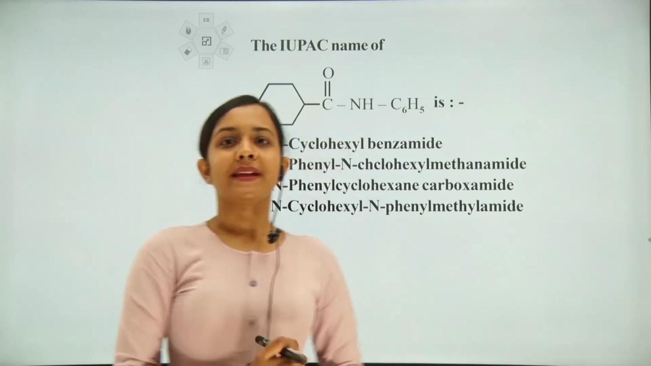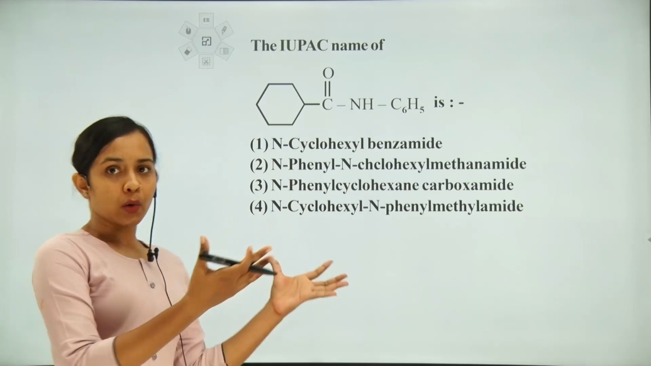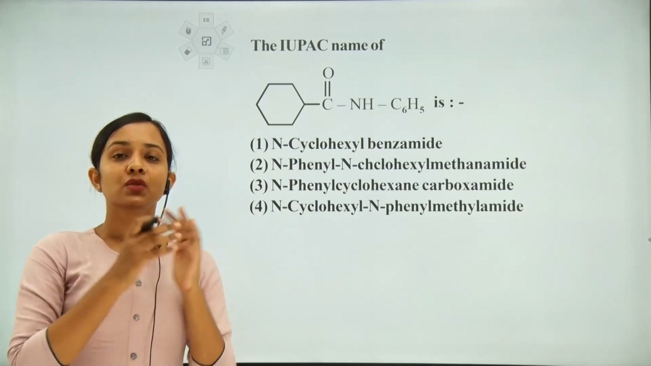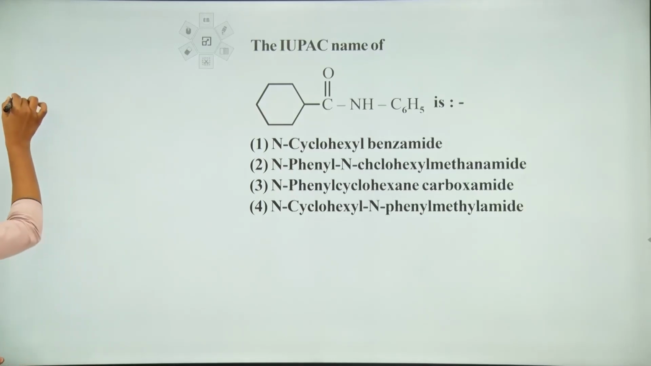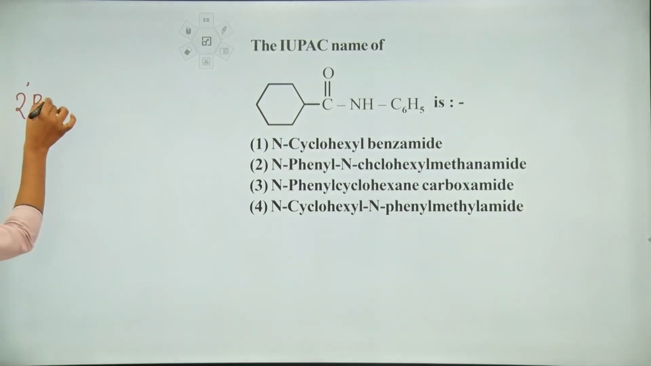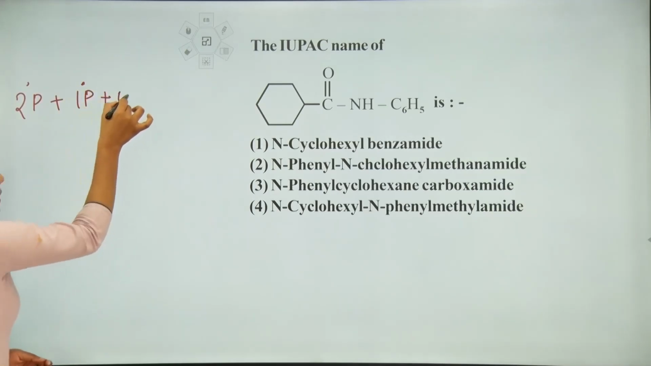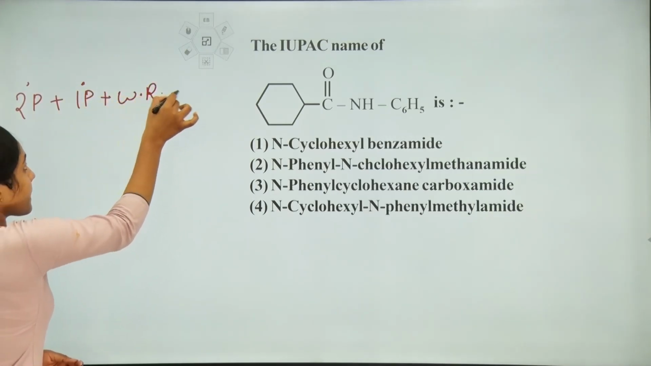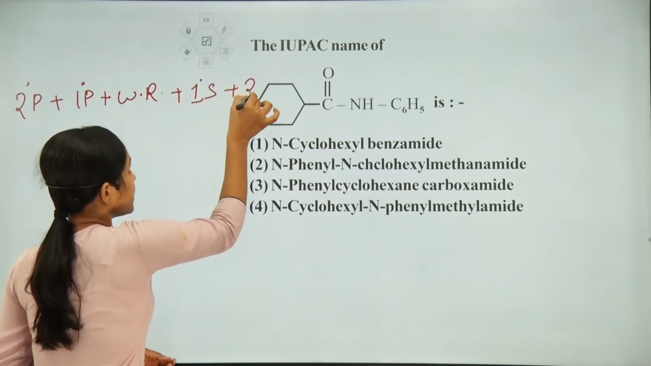Hello dear students. So our next question is the IUPAC name of a compound, right? So now, first of all, what is the format for the IUPAC name? The format for the IUPAC name is 2 degree prefix, then 1 degree prefix, then word root, then 1 degree suffix, and then 2 degree suffix.